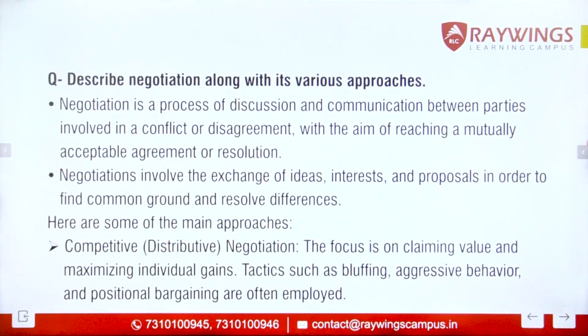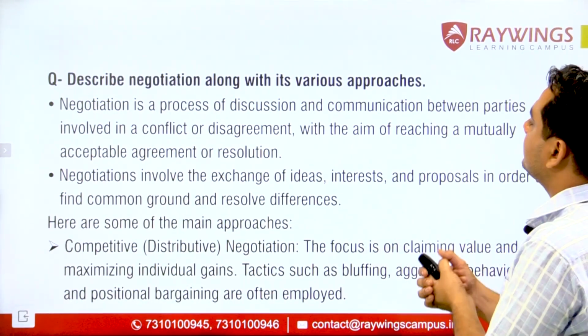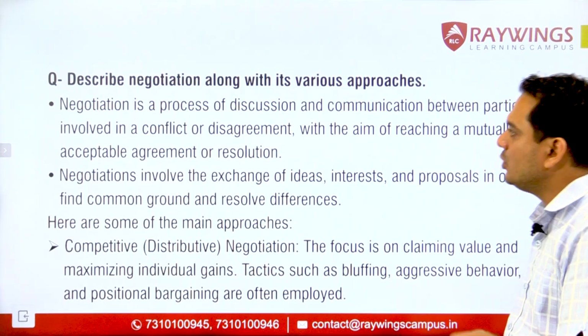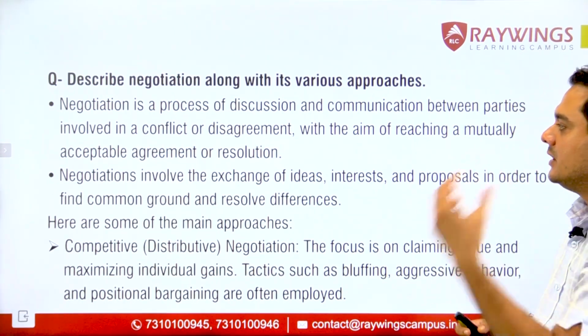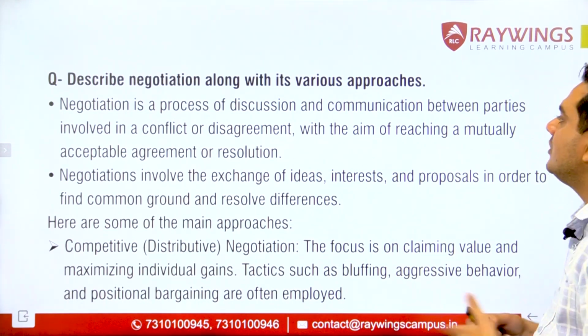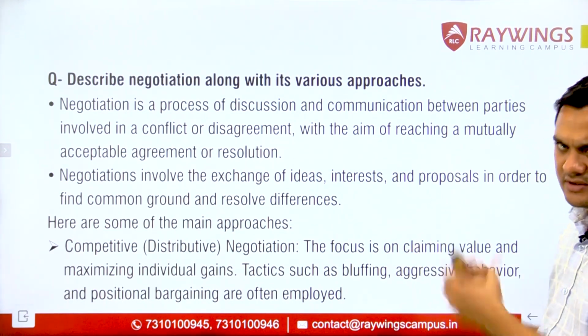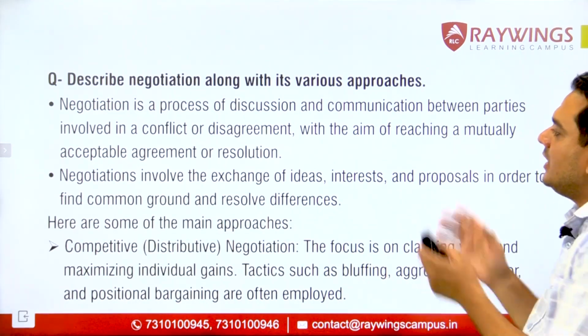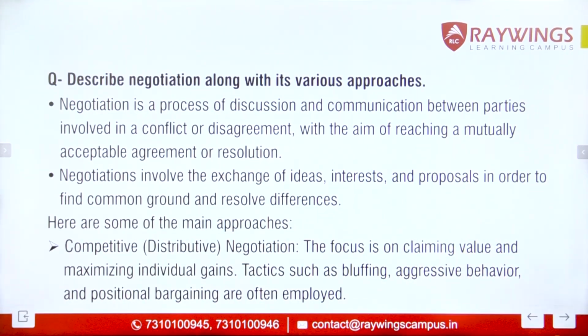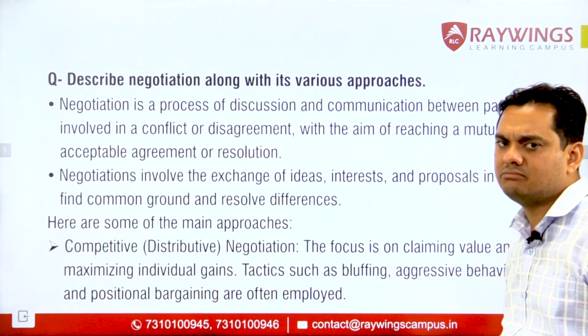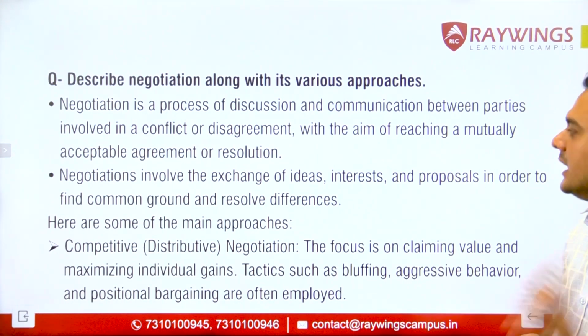Now, the question says, describe negotiation along with its various approaches. In this question, we need to first tell what negotiation is all about, and then we will delve into the various approaches. So let's see the answer. Negotiation is a process of discussion and communication between parties involved in a conflict or disagreement with the aim of reaching a mutually acceptable agreement or resolution. So what is negotiation? A process of discussion and communication between the parties to reach a particular agreement.